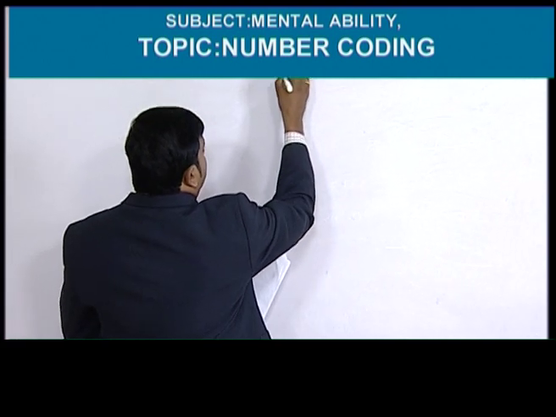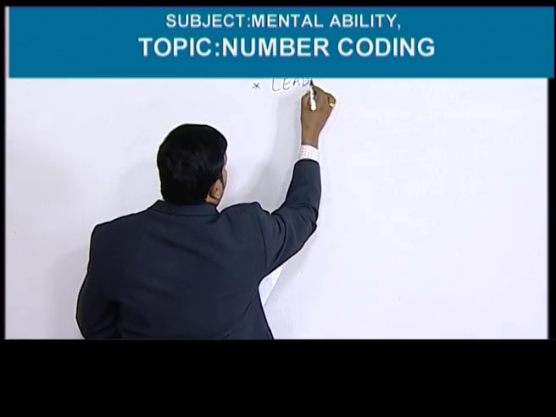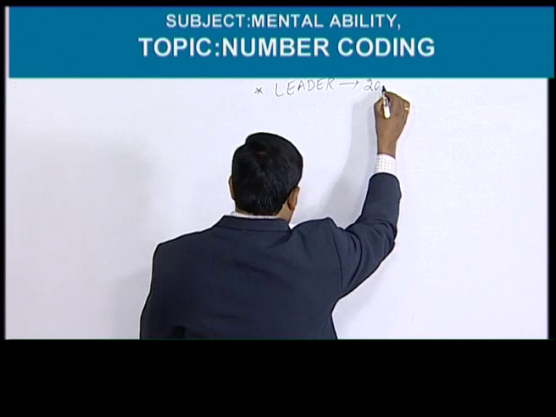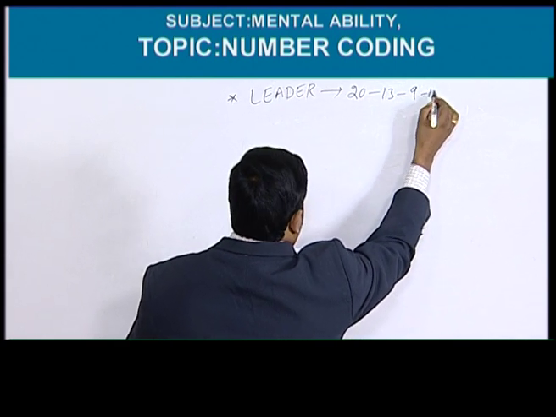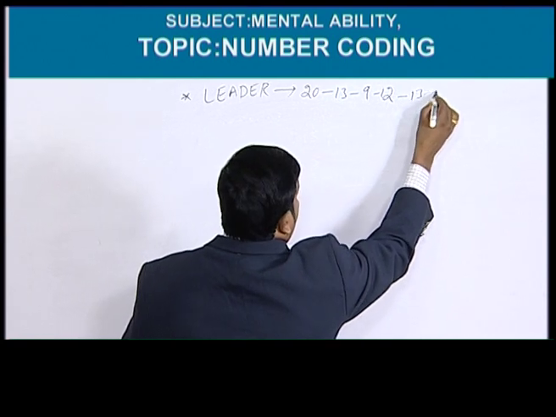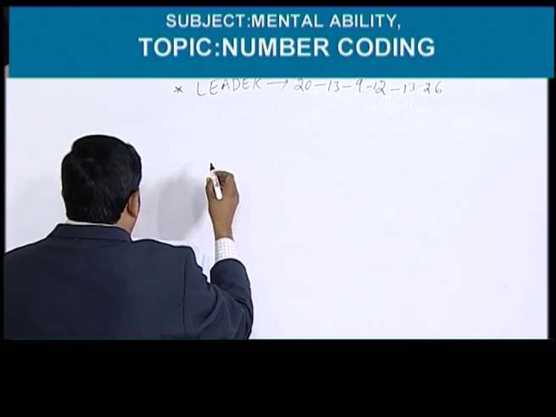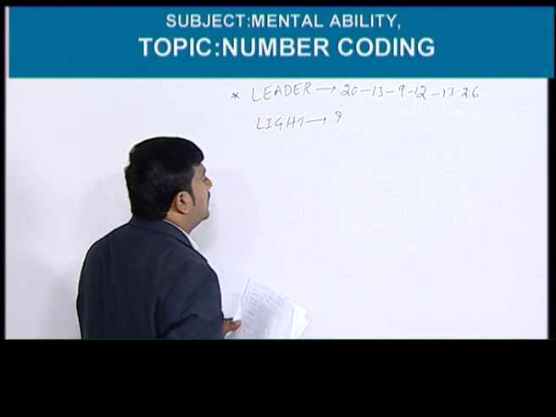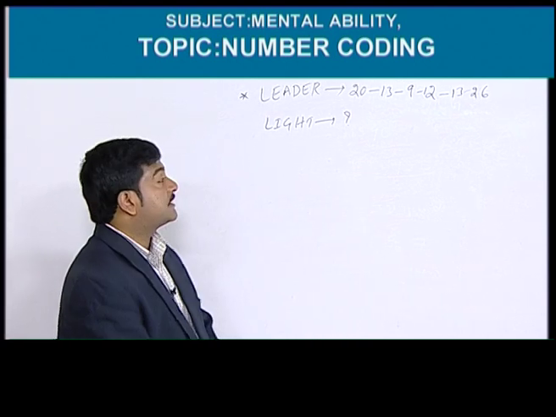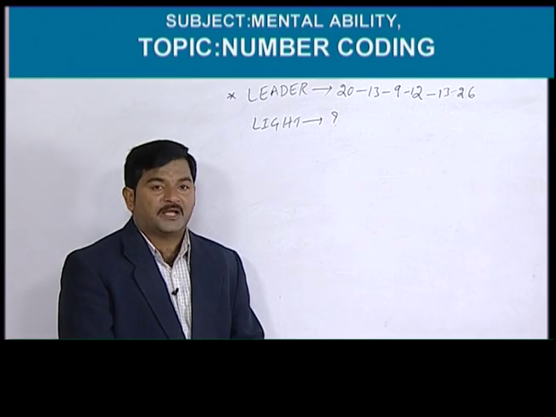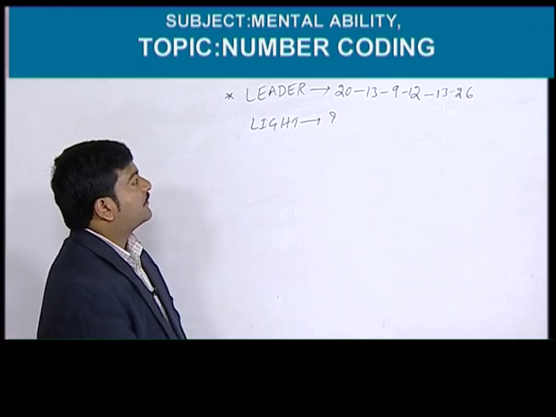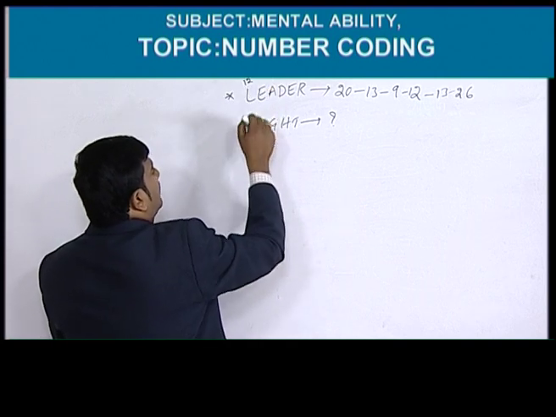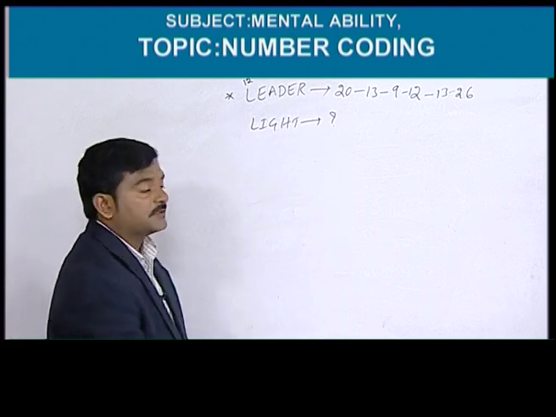For example, in a certain code language, LEADER is written as 20, 13, 9, 12, 13, 26. Similarly, what is the code for the given word LIGHT? He asked to find out the code for the given word. So what is the given word here? LEADER, and he asked to find out the code for the given word LIGHT. So usually L means how much here? 12. But is it 12 there? No, 20 is there.